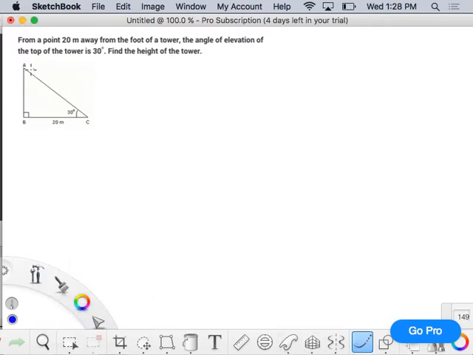So here is the tower. You've got something 20 meters away. That's the 20 meters here. And the angle of elevation is 30 degrees. And they want you to find the height of the tower. So go ahead and do that now. Everyone should be putting pencils and pens to paper. Get to work on that one, please.